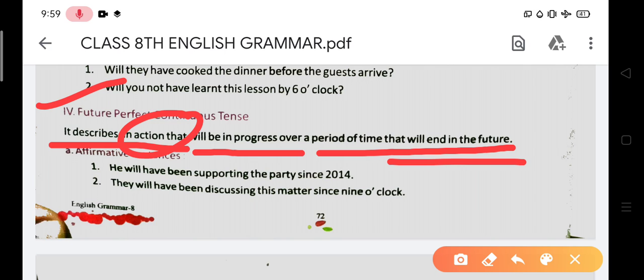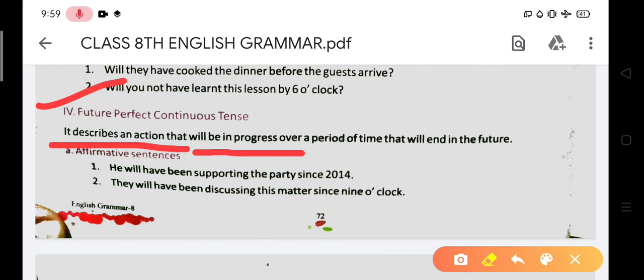So listen very first about the affirmative sentences. Number first, you can say, what is affirmative sentence? Affirmative sentence you can say, he will have been supporting the party since 2014. It means with the affirmative sentences you can say, he will have been. What is the helping verb?